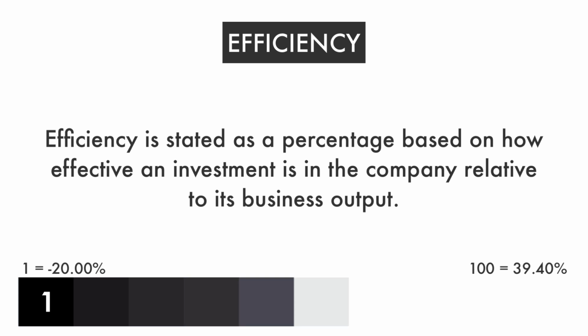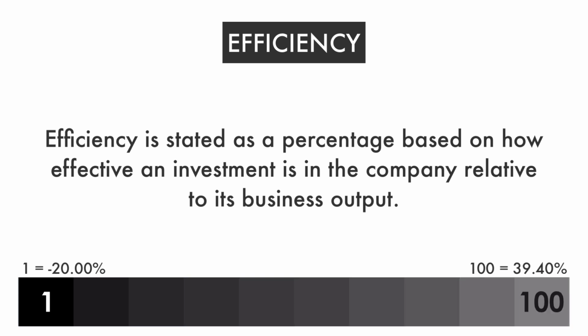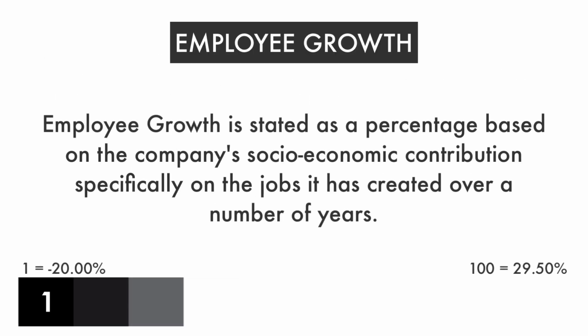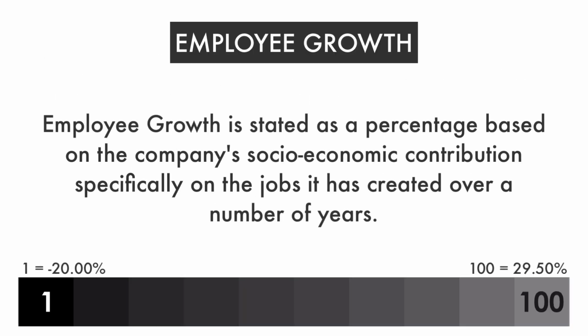Next, let's look at the company's efficiency. Efficiency is stated as a percentage based on how effective an investment is in the company relative to its business output. Next, let's look at the company's employee growth. Employee growth is stated as a percentage based on the company's socio-economic contribution, specifically on the jobs it has created over a number of years.